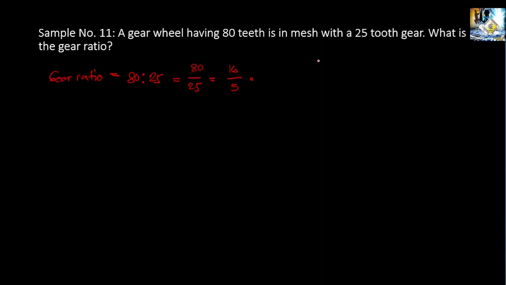Or in decimal, we get 3.2. So finally, we can say that our gear ratio is 16 is to 5, or in decimal, 3.2 is to 1. That is our gear ratio. We simplified our problem based on the definition of ratio and proportion. Again, if you have questions or clarifications, don't hesitate to ask. Send your message.